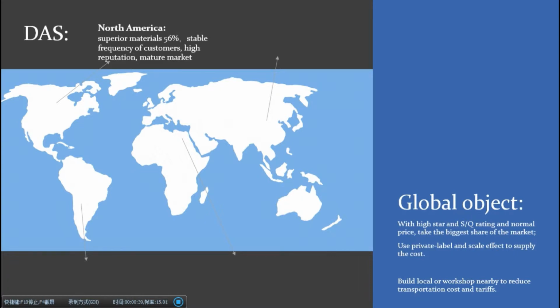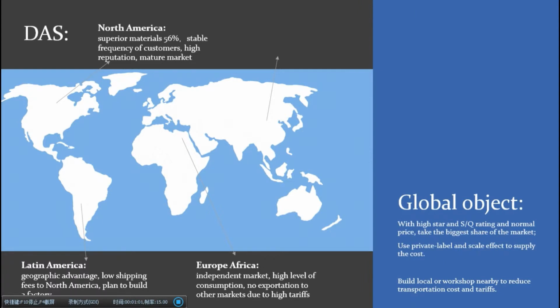First, we analyzed North America, with superior materials 56%, stable frequency of customers, high reputation and a mature market. Then is Latin America, with a geographic advantage, low shipping fees to North America, and a plan to build more factories. Next is Europe Africa, with an independent market, a high level of consumption, and no exportation to other markets due to high tariffs.